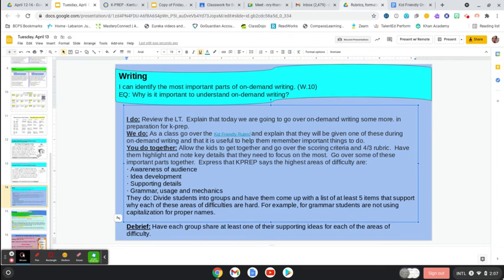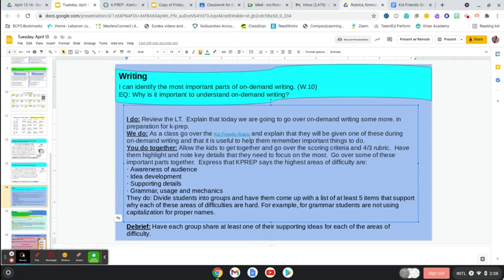Hey guys, so today's goal is that you can identify the most important parts of an on-demand writing. As we work towards our goal, I want you to think about why it is important to understand on-demand writing. The main thing we want to do today is to really focus on what an on-demand is, because it is very similar to K-Prep.